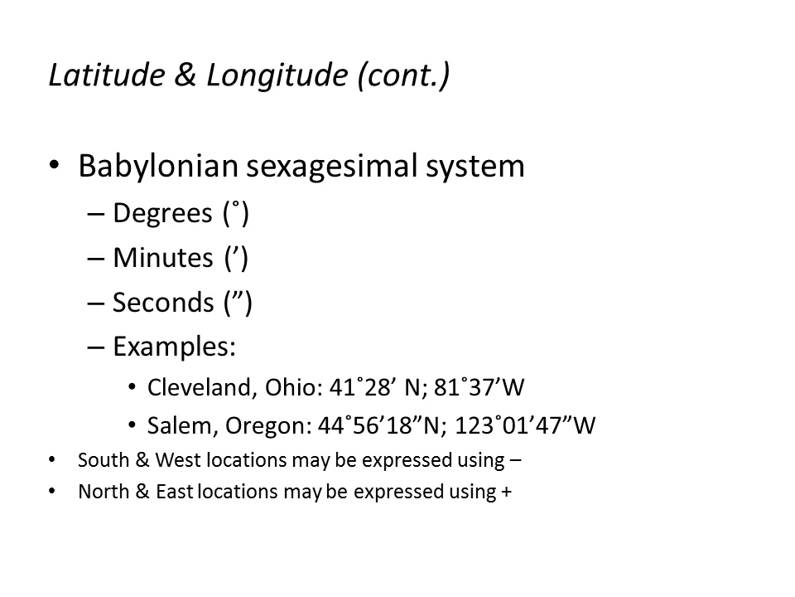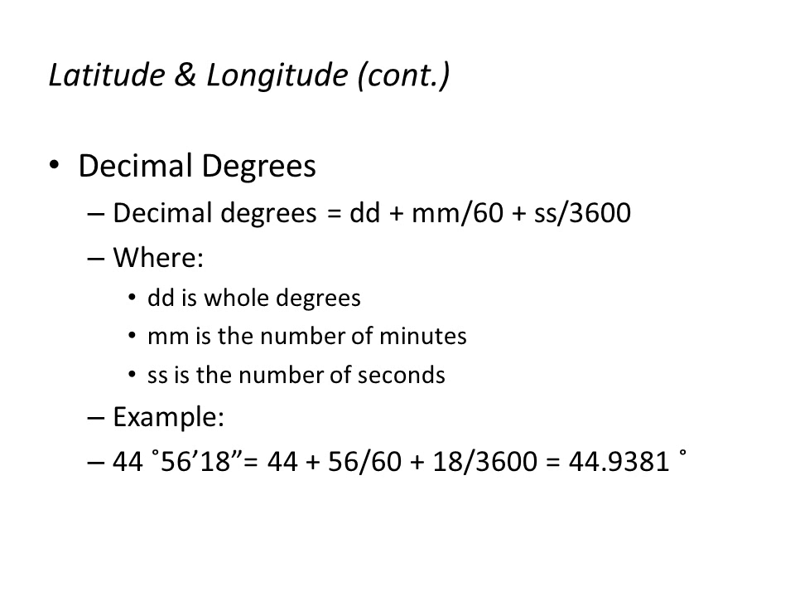And north and east locations may be expressed using a positive sign. We can also express locations in latitude and longitude using decimal degrees, where decimal degrees represent a share of 60. If you were to convert from degrees, minutes, and seconds into decimal degrees, you would start out by recognizing that there are 60 minutes in a degree, and 60 seconds in a minute.